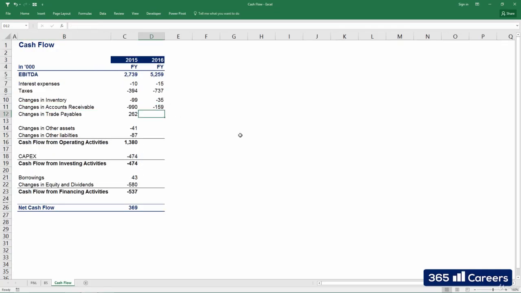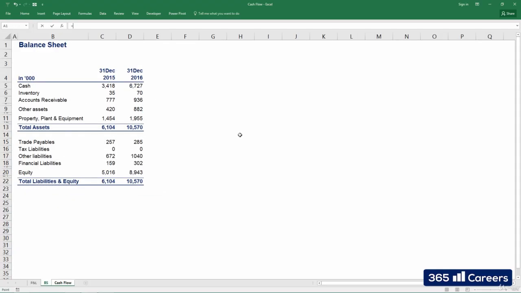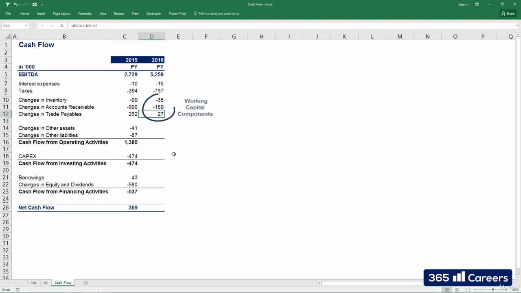Next, we have trade payables. They are a liability, and their increase generates cash. Hence, we would not put a minus sign in front of the formula that calculates cash movements for liabilities. We are subtracting the amount of trade payables at the end of 2015 from the amount at the end of 2016. These three movements represent the amount of working capital that the company operates with.